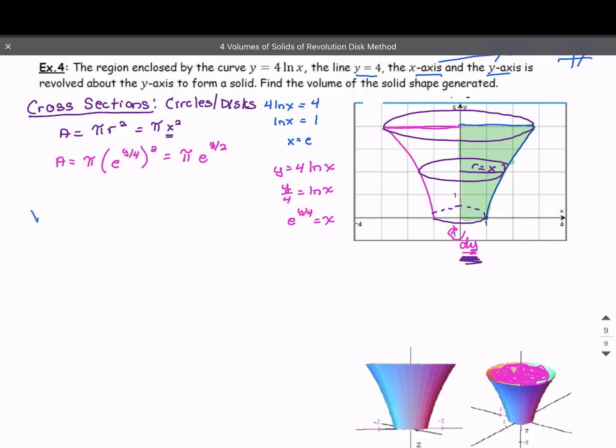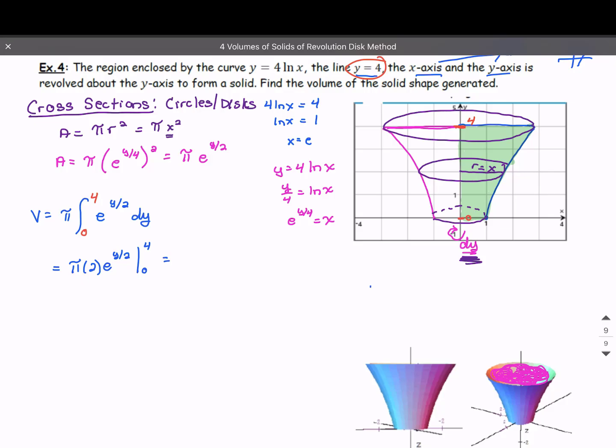Now we're ready to find the volume. We integrate our area, which is pi e to the y over 2 dy. Now let's look on our graph. Our y's were down here at 0, and they went up here to that line y equals 4. So our limits are from 0 to 4 again. All right, we take the antiderivative, we keep the constant pi. The antiderivative of e to the anything is e to the anything. Now what's the derivative of y over 2? That's 1/2. So we have to divide by 1/2, which is the same as multiplying by 2, and we're going to evaluate from 0 to 4.